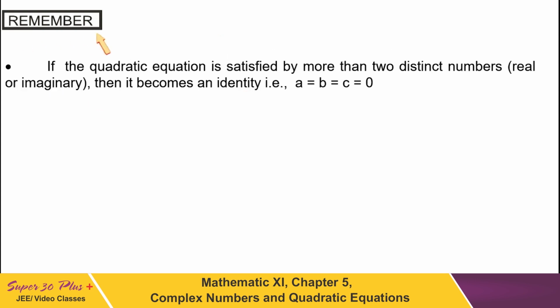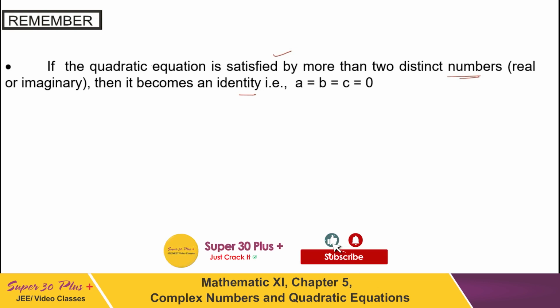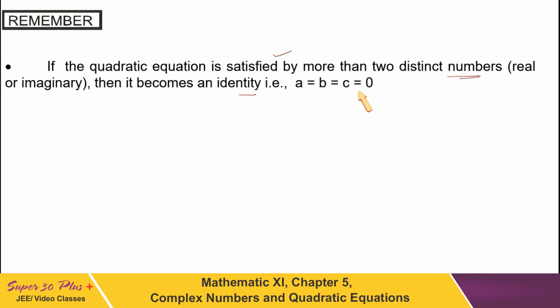Students, remember one more thing, if the quadratic equation is satisfied by more than two distinct numbers, real or imaginary, then it becomes an identity. And as we know, what is the meaning of identity? An identity has infinitely many solutions. That's why if a quadratic equation has more than two roots, meaning the roots are greater than the degree, then this quadratic will convert into an identity. And for that we can say a is equal to b is equal to c is equal to 0.